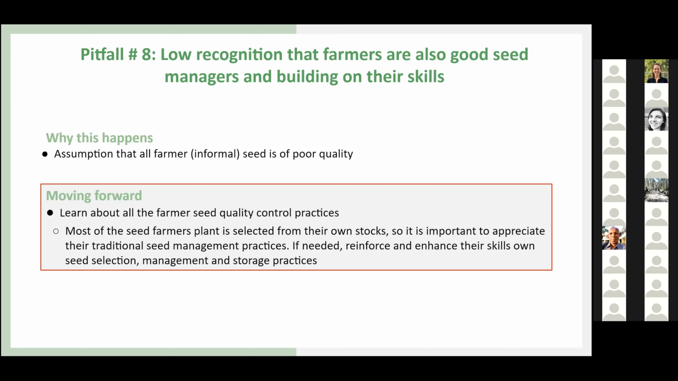In terms of way forward, I think the most important thing is to look at the entirety of the farmer seed system and assess the quality control practices. I once did this, and I was shocked at how capable farmers are of maintaining seed quality, especially for their legumes, because most farmers source their seeds from their own stocks. So if we can appreciate these traditional seed management practices and then reinforce their skills in things like seed selection, storage, and treatment of their seeds in their own manner, then we are able to overcome this challenge or pitfall.